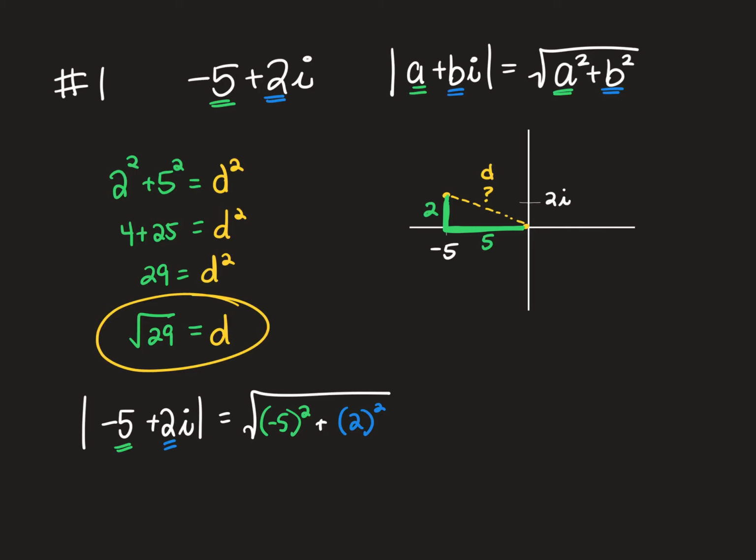And also notice that I have to make sure that I put that -5 in parentheses if I'm going to do anything on my calculator, otherwise it's not going to come out right. So when I multiply everything out here, I get 25 plus 4 underneath the radical, and that gives me a distance of square root of 29. So you could do this either way.